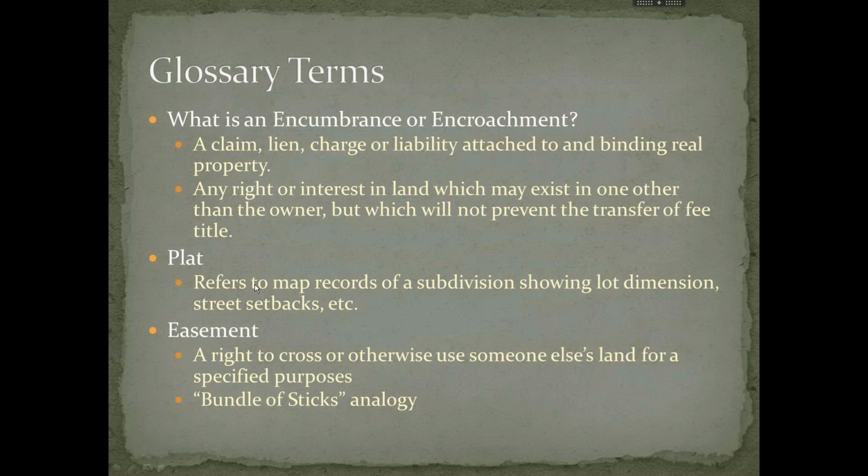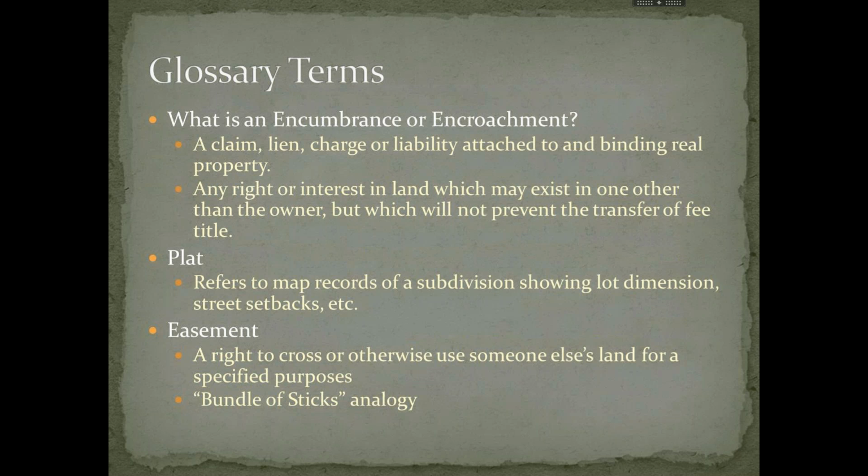Now, an easement is generally a right to cross or otherwise use someone else's land for a specified purpose, right? So an electric company has an easement to maintain the line that they have buried in your backyard. And I have this last bullet point here for the bundle of sticks analogy because truthfully, this has been the easiest method for me to understand exactly what ownership is and how ownership works.